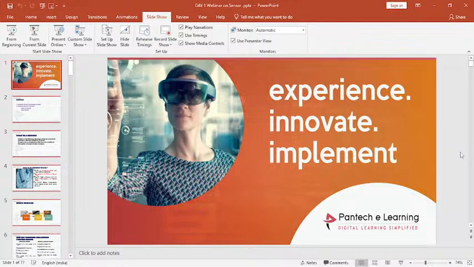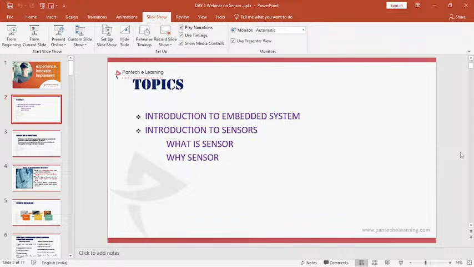Myself, I am Sudhakar, Junior Project Engineer, PantechELearning. Today, the topic I am going to teach here is embedded systems and sensors. First, what you need to know is, what is an embedded system actually? Embedded system is nothing but a combination of hardware and software.